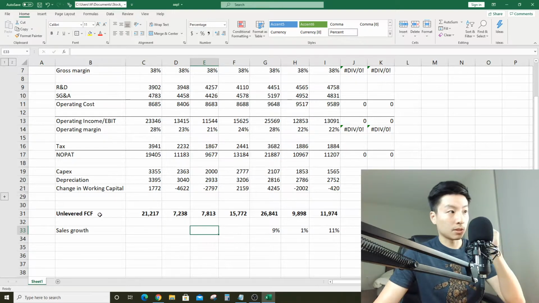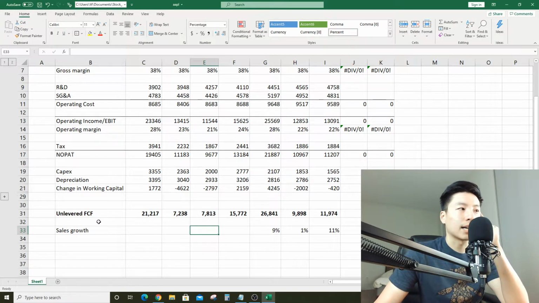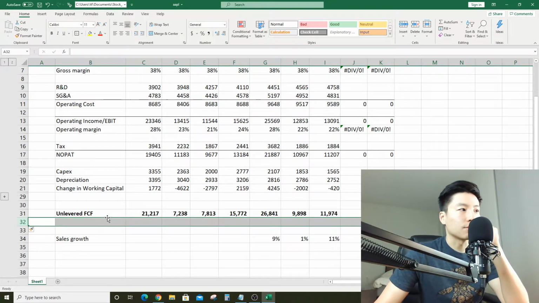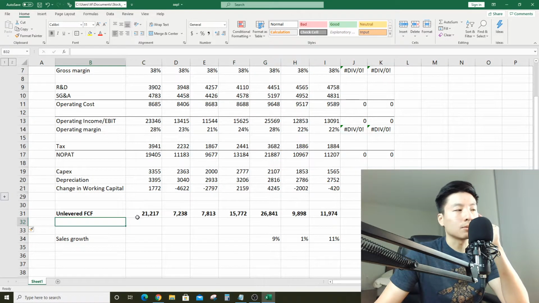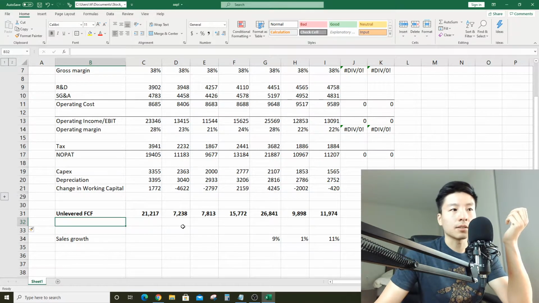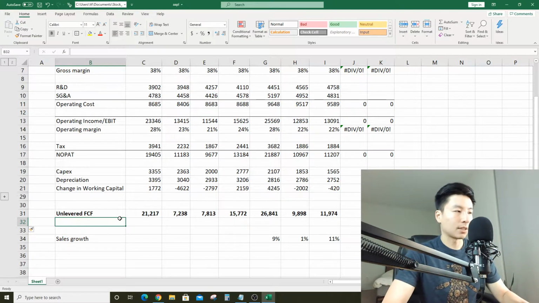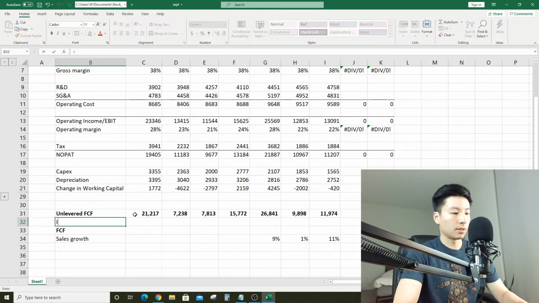So you might be wondering, what is unlevered free cash flow? Why is it unlevered? Why isn't it just free cash flow? So it's really simple. Unlevered just means it's not accounting for leverage, which is debt. So it's not taking out interest expense. To get from unlevered to just normal free cash flow, all we have to do is adjust for interest expense.